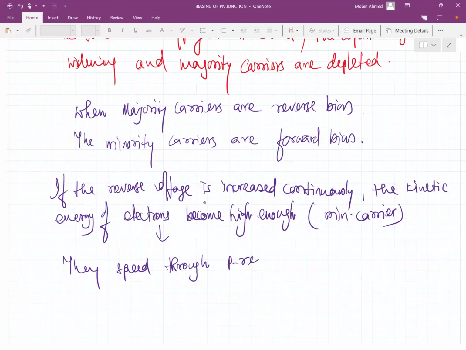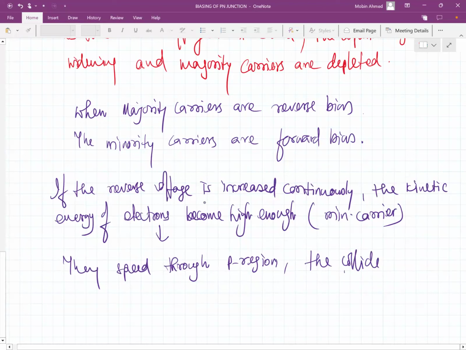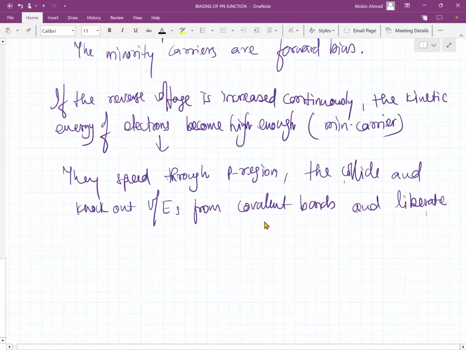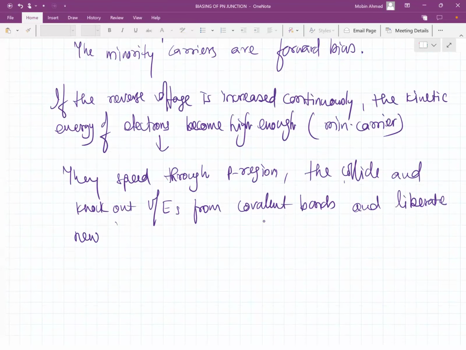the P region, they collide and knock out valence electrons from the covalent bond and liberate new free electrons to the conduction band. This will happen.